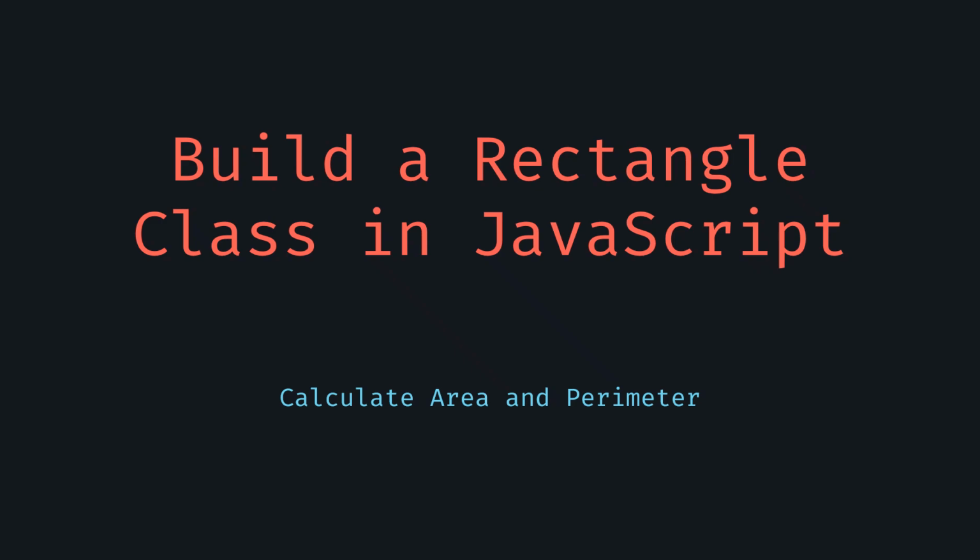Hi there. In today's JavaScript tutorial, we'll build a class to model rectangles. You'll learn how to define properties like width and height using a class. Then you will create methods to calculate the area and perimeter of the rectangle. Let's jump right in and write some object-oriented code.